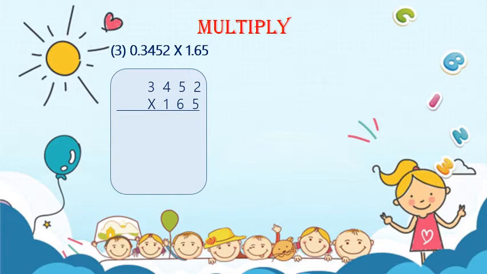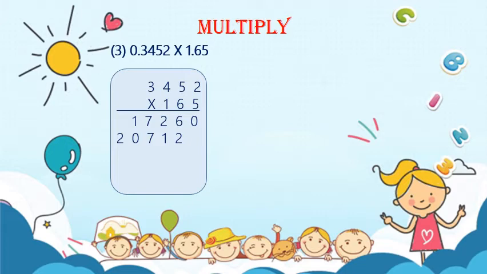First of all, we will multiply 3452 by 5, and the multiplication begins at ones place. And what do we get? We get 17260. In the next step, we multiply 3452 by 6 and the multiplication begins at tens place, and we get 20712.